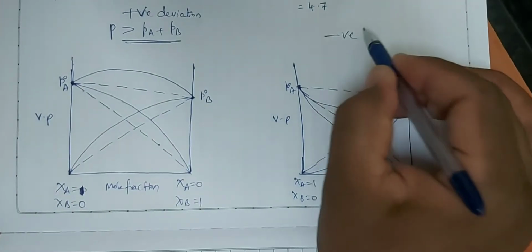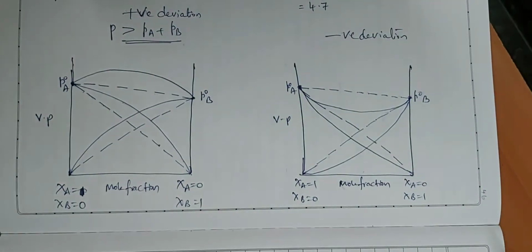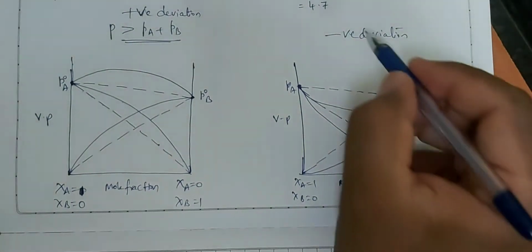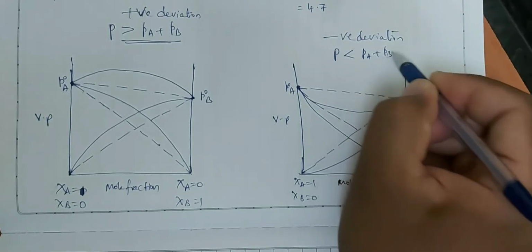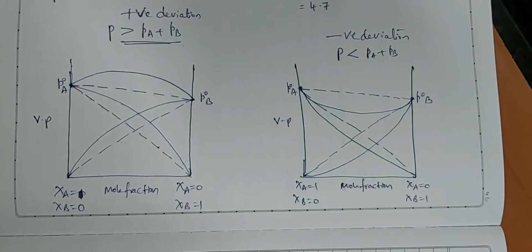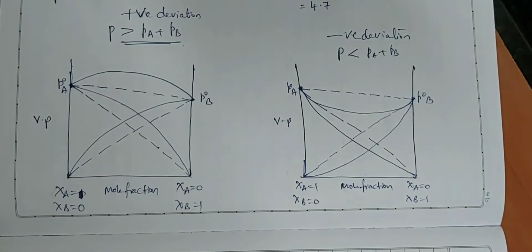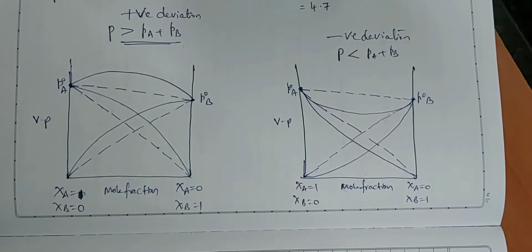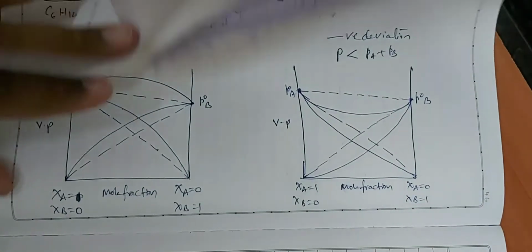This is the graph which shows non-ideal solutions which show negative deviation from Raoult's law. P is less than PA plus PB. Is it clear, ma? I hope you are clear about these graphs. These are the three graphs.